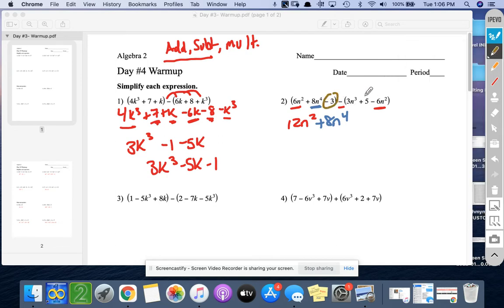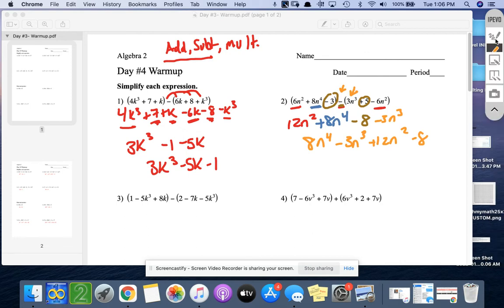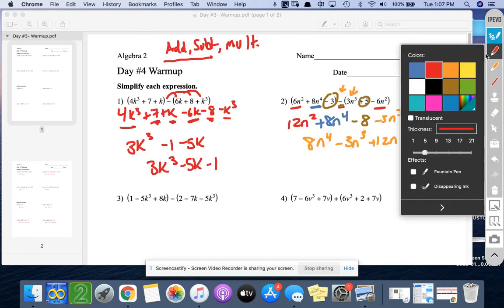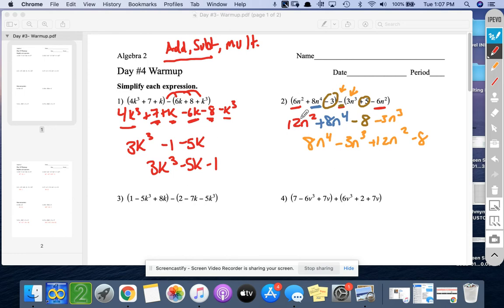Negative 3 minus 5 is negative 8. And then the last piece, which I didn't use, is this 3n to the third. But since it has no match, I still have to do minus 3n to the third, which is negative 3n to the third. So when I rewrite this all in standard form, my final answer, 8n to the fourth minus 3n cubed plus 12n squared minus 8. Okay, so that would be the example of subtraction in the middle with no extra step.